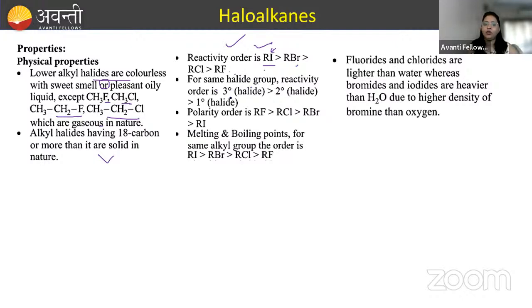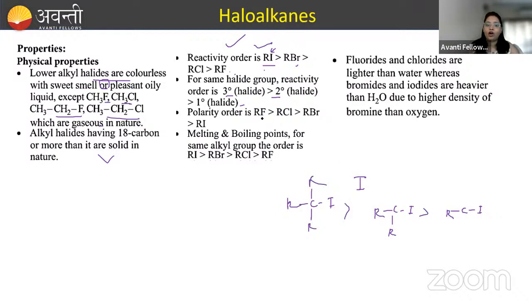For the alkyl group, the reactivity order is tertiary halide, then secondary halide, then primary halide. So for the same halide, suppose iodine is there, then iodine attached to a tertiary carbon will be more reactive as compared to attached to a secondary, as compared to attached to a primary. Here the R group will be any alkyl group, ethyl or anything. So this reactivity is this way.